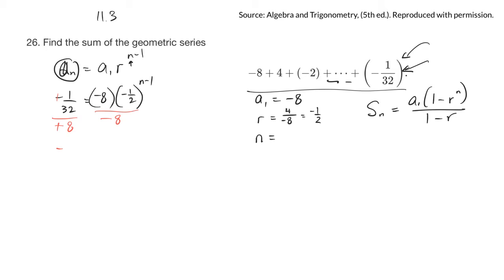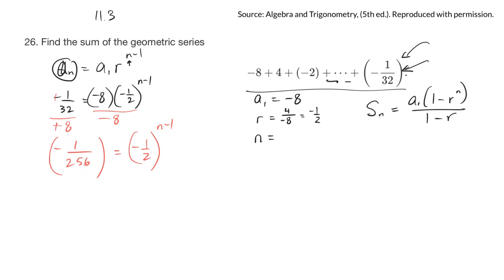So negative, that'll be positive. So 1 over 32 divided by 8. Let me figure out what that is. 1 over 32 divided by 8. 1 over 256 is equal to negative 1/2 to the n minus 1. Now 256, I think that's a 2. Isn't there a 2 in there somewhere? 2 to the, is it 7th? 2 to the 7th. No, 2 to the 8th.